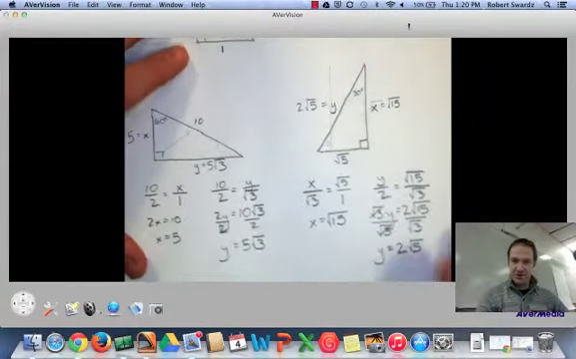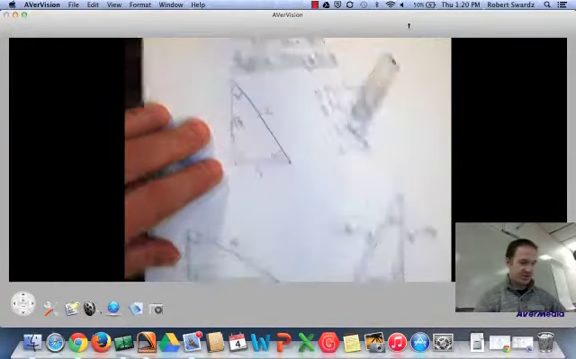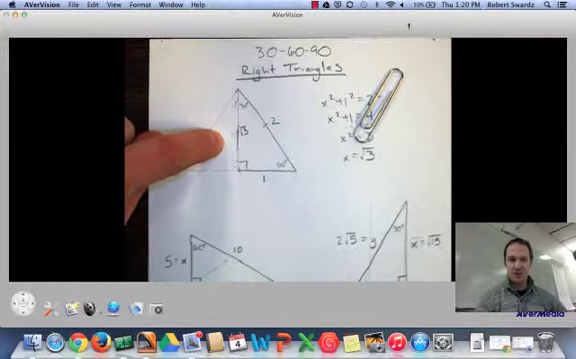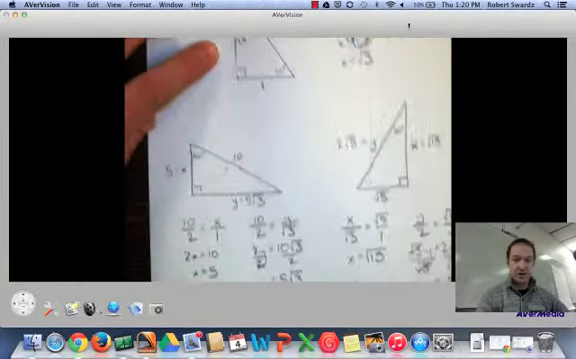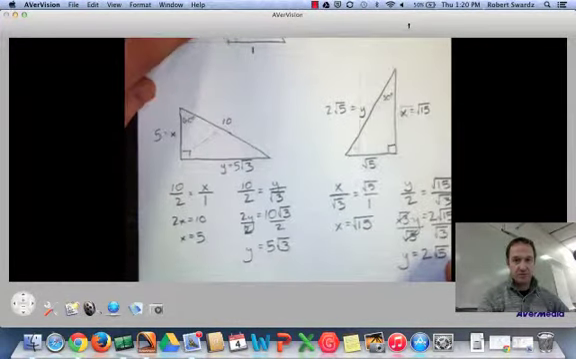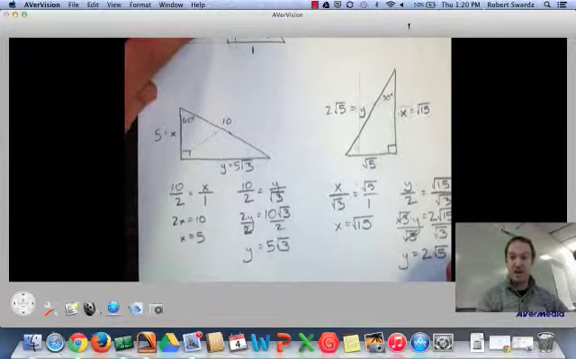Remember, all 30, 60, 90s are similar to this triangle. So you can always set up a proportion to find a missing side. Remember, there are shortcuts. If you can see them, use them. And when you figure them out, check and make sure they're right with your teacher.